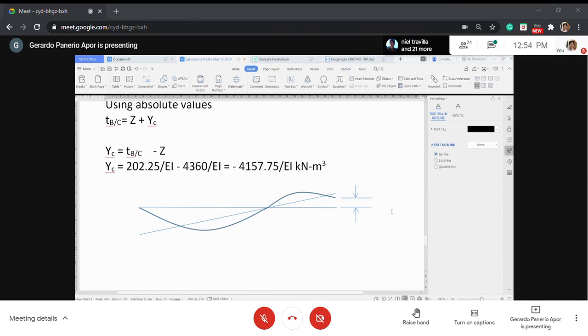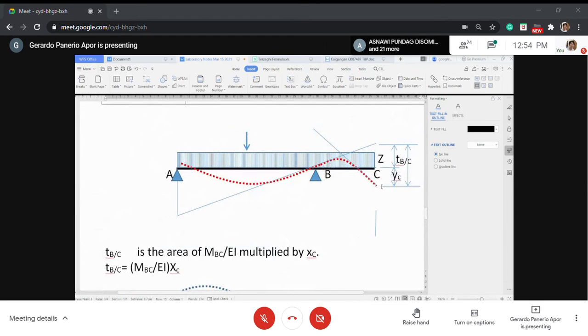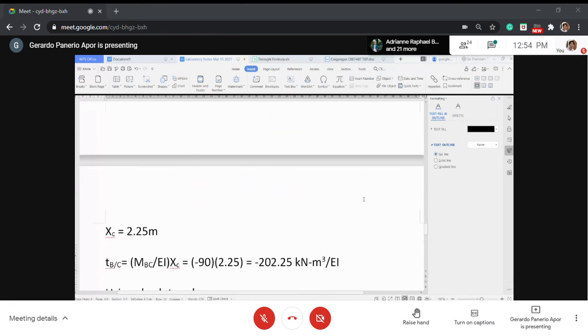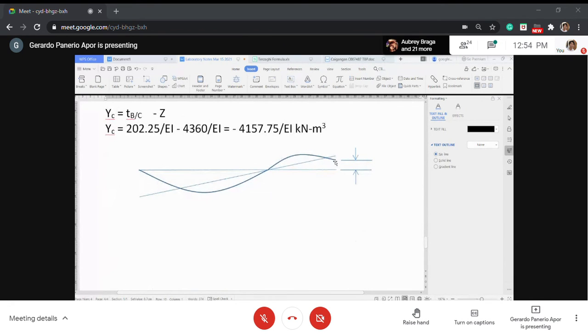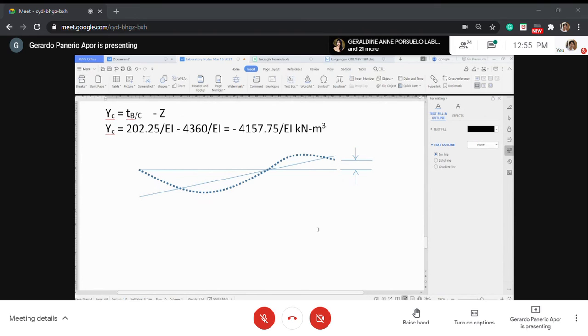So what we are looking for first is Y sub C. Once we know its value, we subtract it. The distance from this to that is smaller than this value. So that is the actual picture, and that is what happened to your actual deflection.